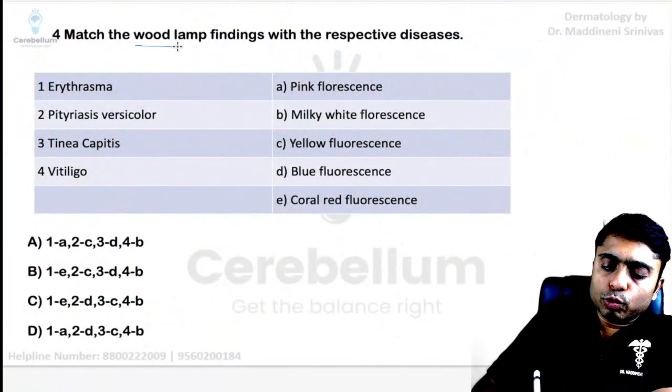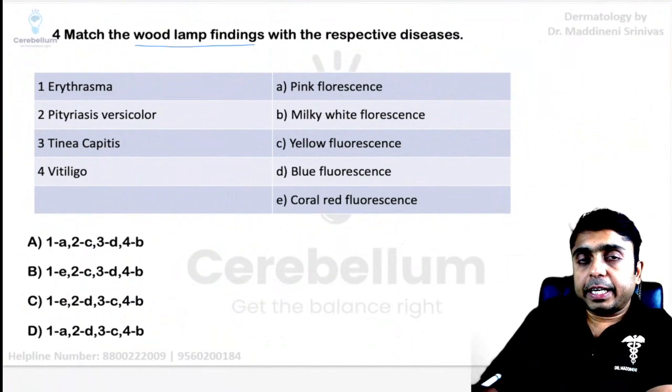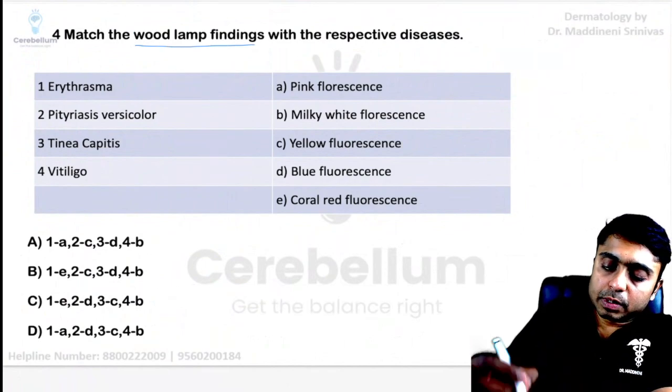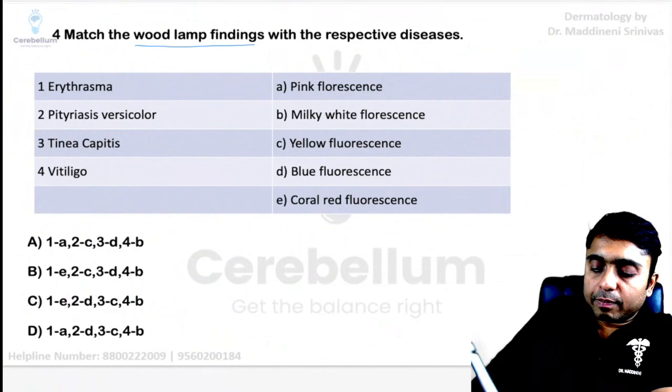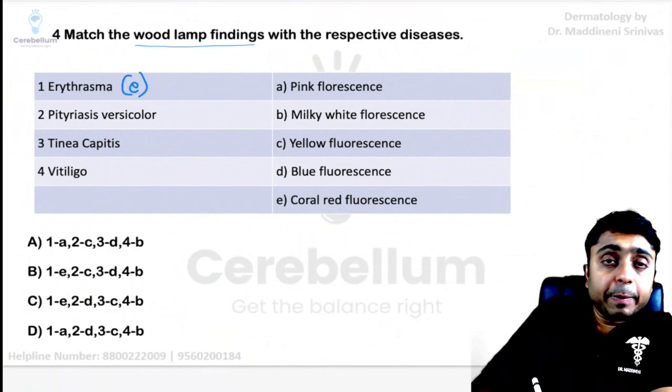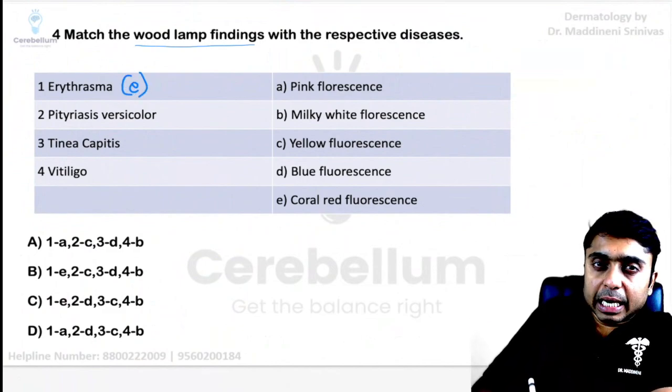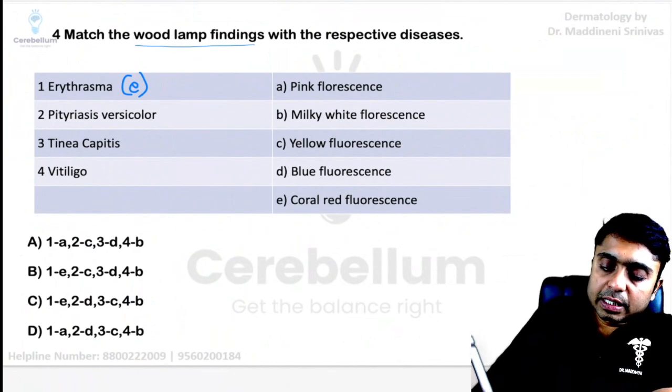This is the next match the following question. So you need to match the Wood's lamp findings with the respective diseases. So erythrasma, please remember we are going to get coral red fluorescence. Then pityriasis versicolor, which is produced due to Malassezia globosa and furfur, which is the superficial fungal infection, is going to show a yellow fluorescence.